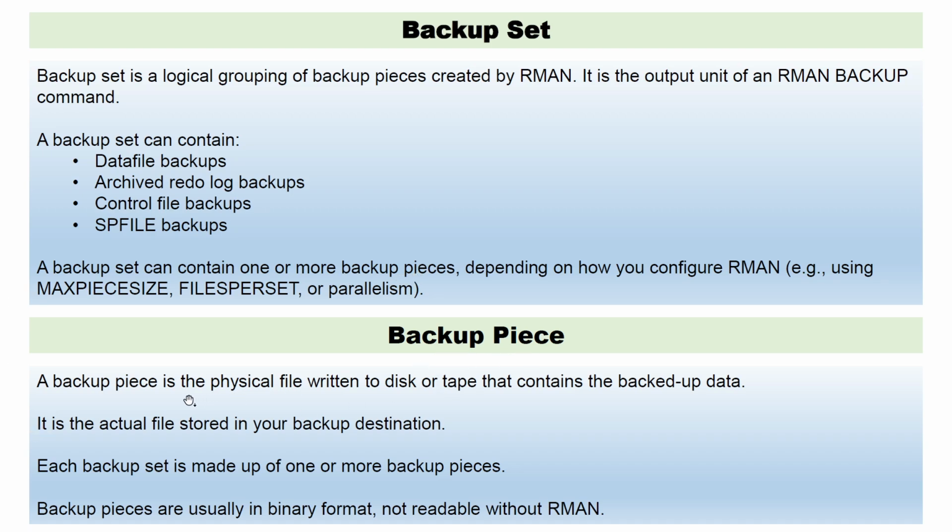Now, a backup piece is a physical file written to disk or tape that contains backup data. It is an actual file stored in your backup destination. Each backup set is made of one or more backup pieces. Backup pieces are usually in binary format, not readable without RMAN. So backup pieces you cannot read because they are in RMAN proprietary format. So you can only read those files in RMAN. You cannot read them using OS utilities.